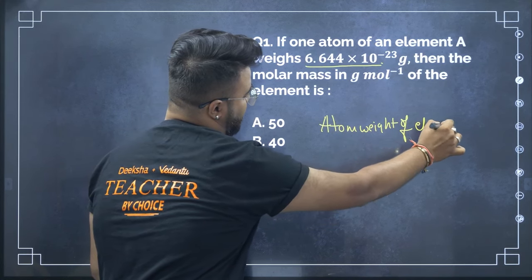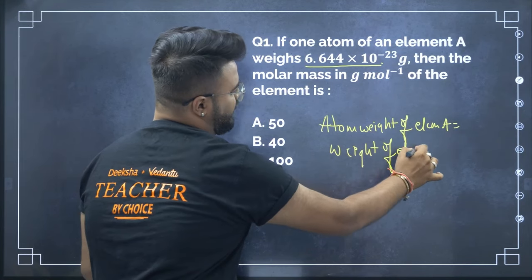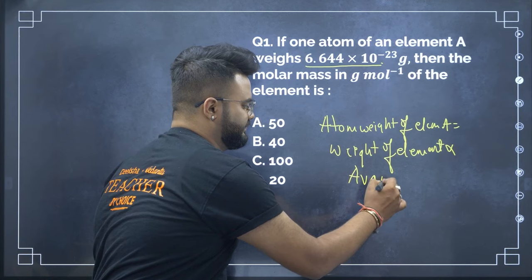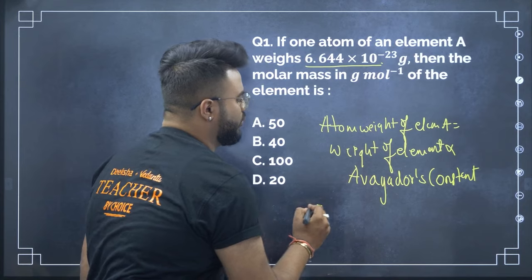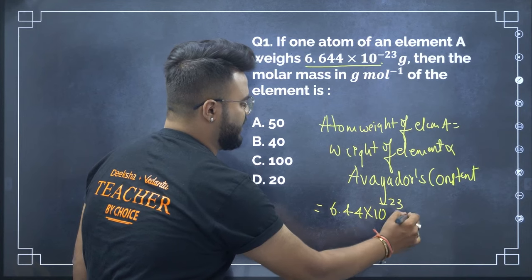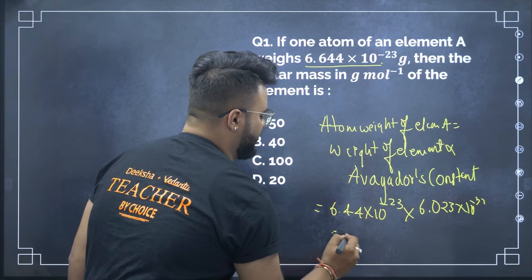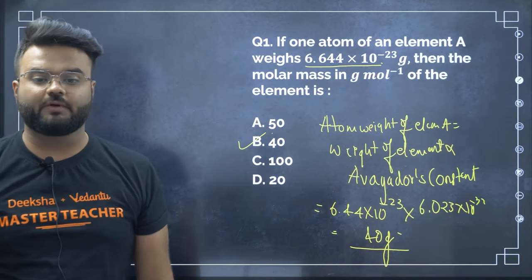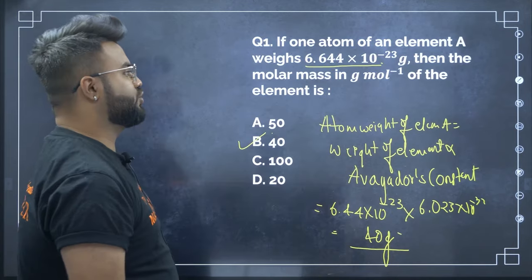Atom weight of element A is equal to weight of an element into Avogadro's constant. Now what will you do? What is the weight of the element? They have given 6.644 into 10 to the power of minus 23 into 6.023 into 10 to the power of 23. So what will be the answer? When you do this, you will get your answer as 40 grams. That is nothing but your option B will be your correct answer. Clear, guys?